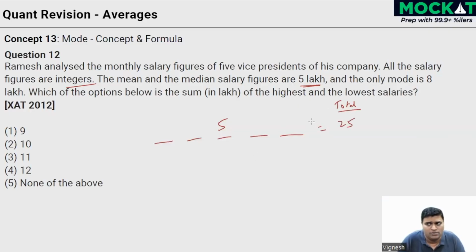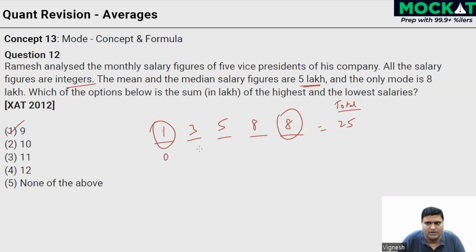The only mode, only one mode is there, that's 8. So it has to be more than 5. 8 is going to appear twice, so the rest of them are going to come only once. Total over here, 16 plus 5 is 21. If you remove 21 from 25, we are left with 4 lakhs. The 4 lakhs can't be 2 and 2 because only one mode is there, which is 8. So therefore, it has to be 1 and 3. So the sum of the minimum and the maximum over here, 1 plus 8, comes to 9. And that becomes the answer.